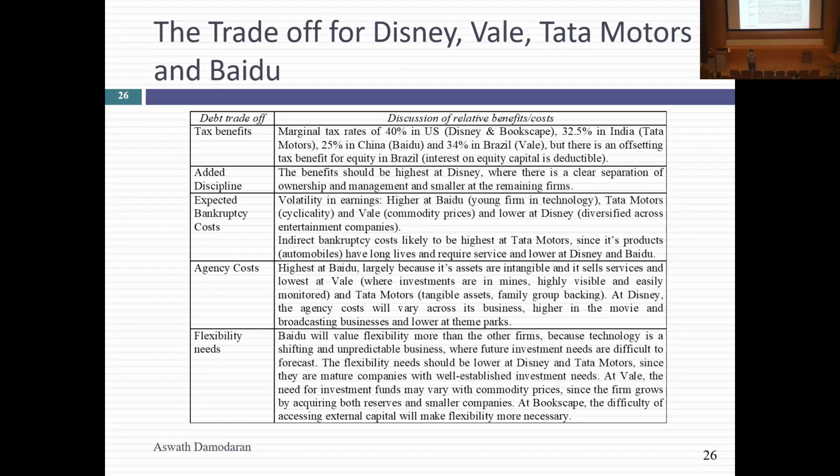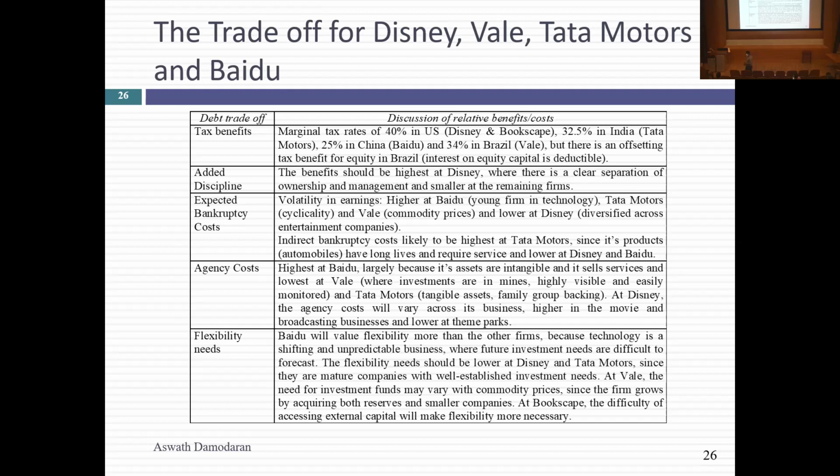Let's take Disney. Tax benefits, pretty high. They're a US company, at least in 2013, the marginal tax rate was 40%. Big tax benefits. Added discipline, well, it is true Disney doesn't have a lot of institutional investors or activist investors, but it does have a big investor. It was Lorraine Jobs, but she's probably not that activist. So maybe added discipline can be a factor, but only to an extent. But tax benefits are clearly big.